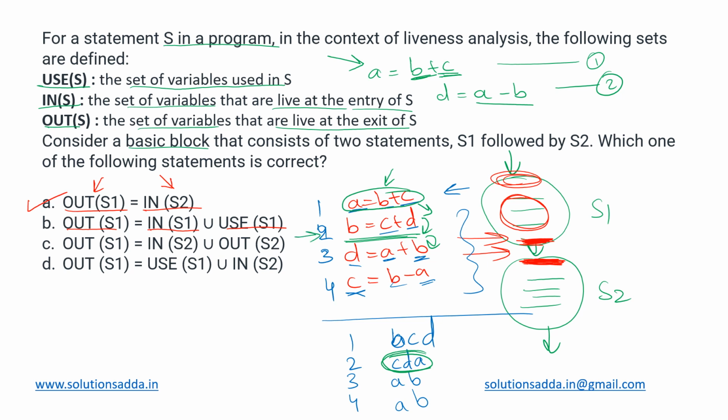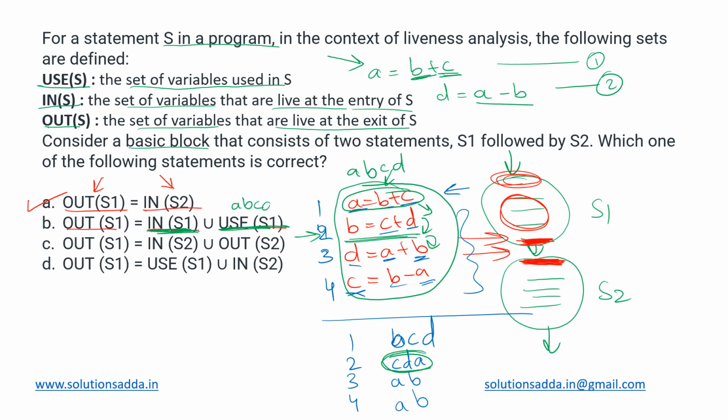So when we take the union of in of S1 and use of S1, that simply means we are considering, let us call this one entire basic block. Then in of S1 means the set of variables which were live before this block. Let us say A, B, C and D all were live. But then use of S1 means the variables which were used inside that block. Now in that block, we have different statements. And if we consider the entire block as a whole, then there is no single variable which is being used in all of its statements that way. And if we take the union, then because this is ABCD, the union would also give us the entire set ABCD.